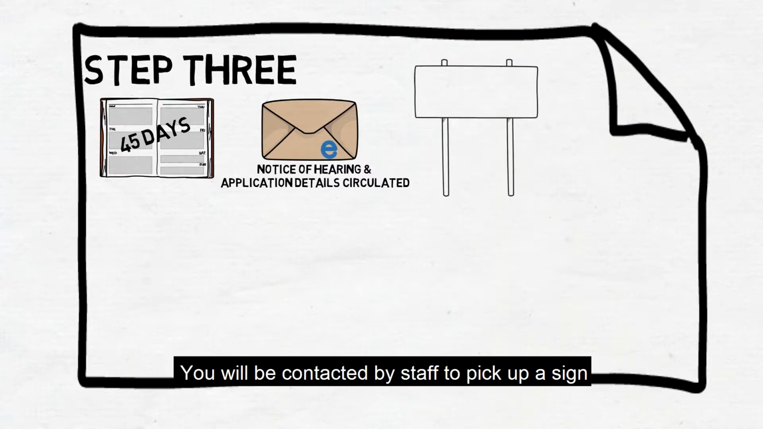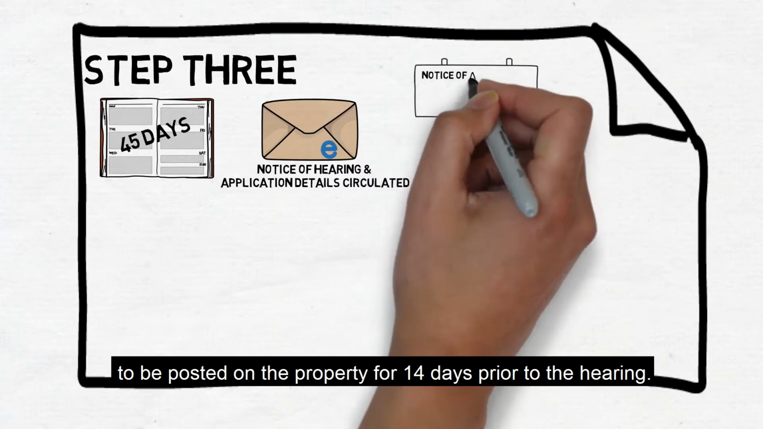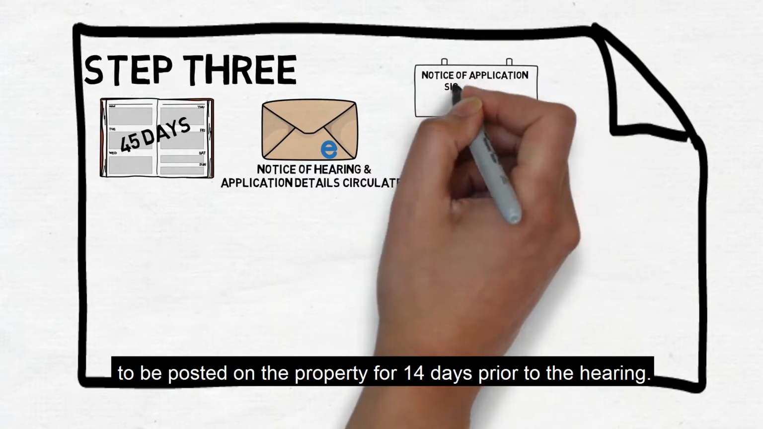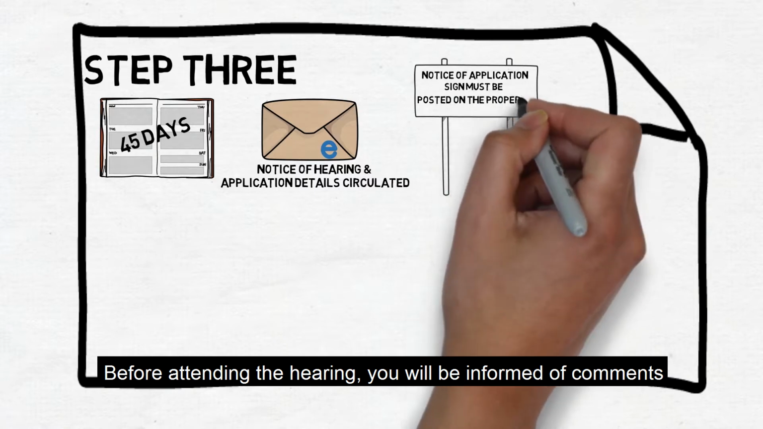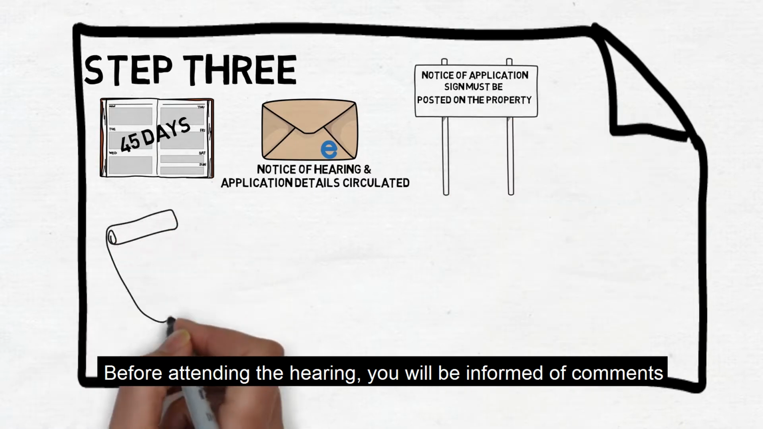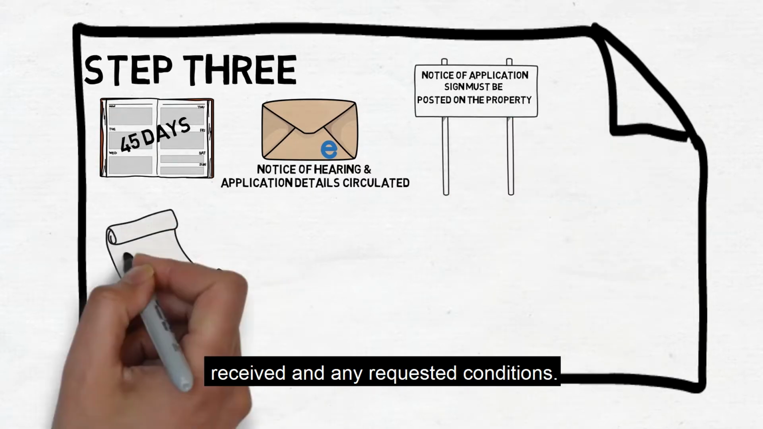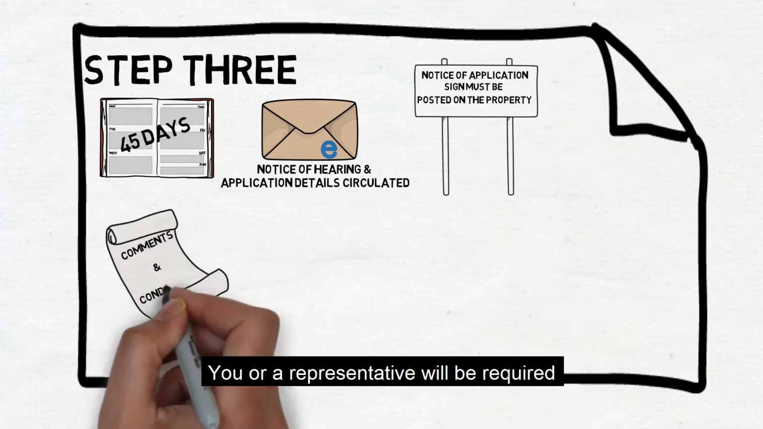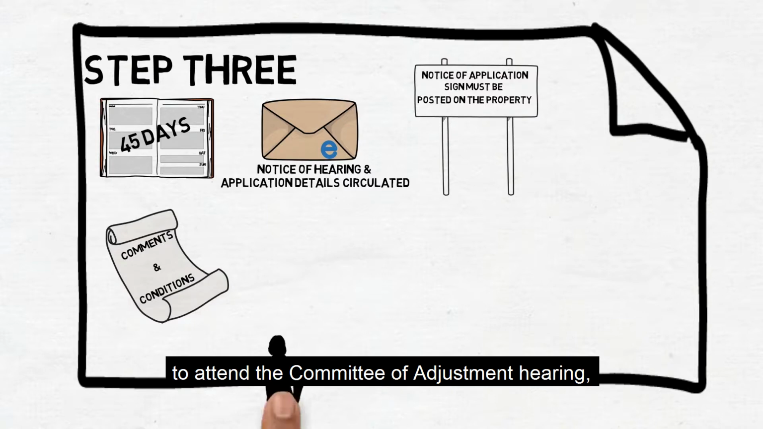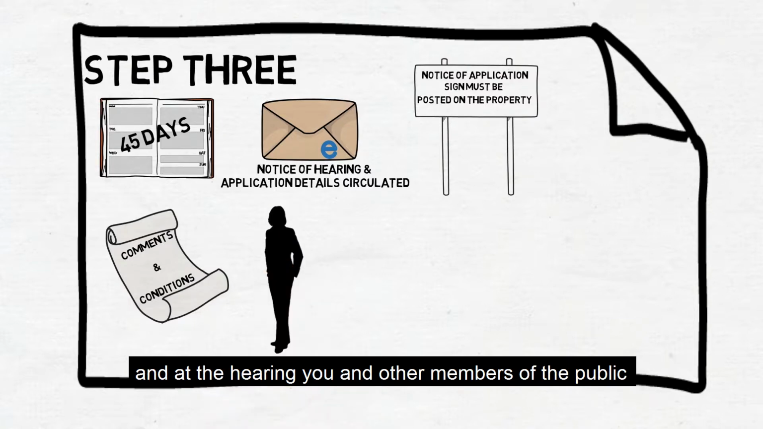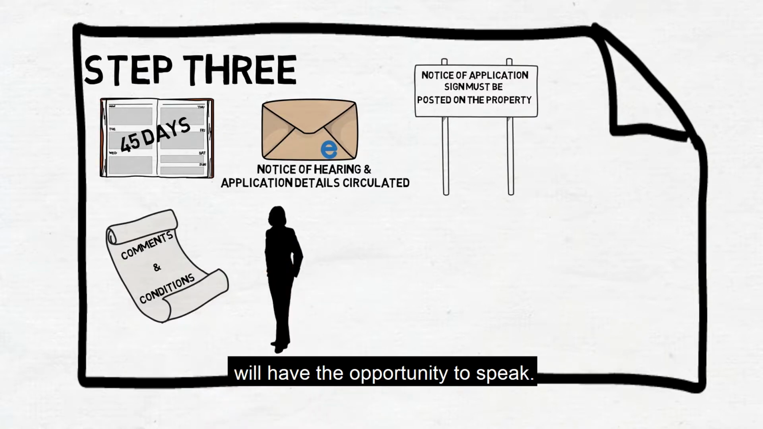You will be contacted by staff to pick up a sign to be posted on the property for 14 days prior to the hearing. Before attending the hearing, you will be informed of comments received and any requested conditions. You or a representative will be required to attend the Committee of Adjustment hearing. And at the hearing, you and other members of the public will have the opportunity to speak.